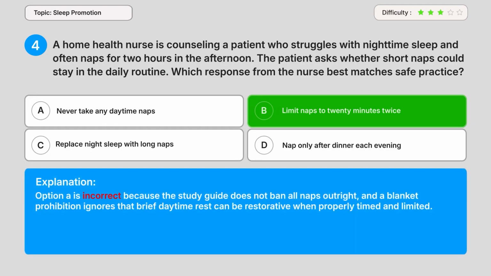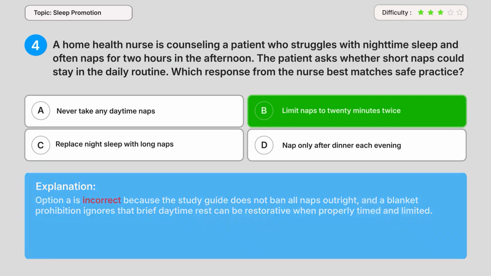Option A is incorrect, because the study guide does not ban all naps outright, and a blanket prohibition ignores that brief daytime rest can be restorative when properly timed and limited.